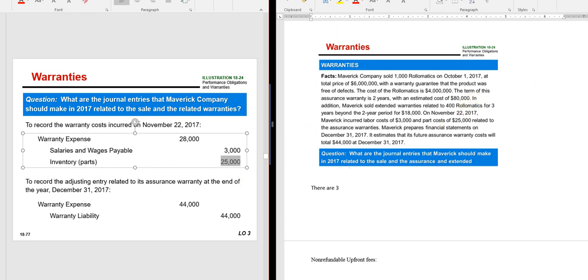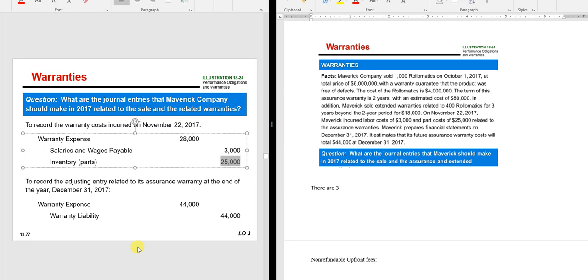I'm picking up the wrong numbers. Okay, so it estimates at the end of the year that its future assurance warranty cost will be a total of $44,000. I was trying to separate these two, and you can't separate them because they're integral in one contract. The assurance type warranty is not separated out from the sales. Okay, so I have to estimate how much, just like I have to estimate my bad debts, and I estimate my warranties, and at year end I'm estimating $44,000 that I will still have. So I debit warranty expense and warranty liabilities. So this one, the expense is an estimate.